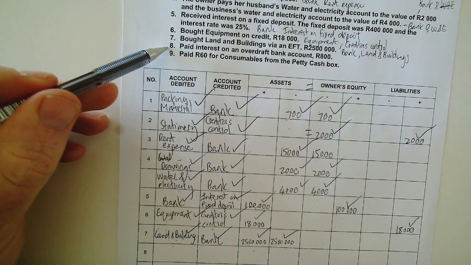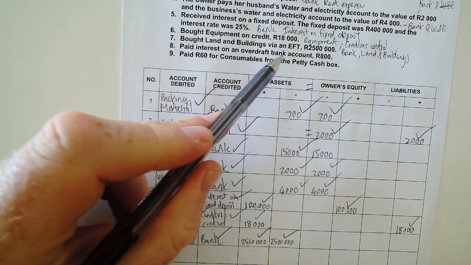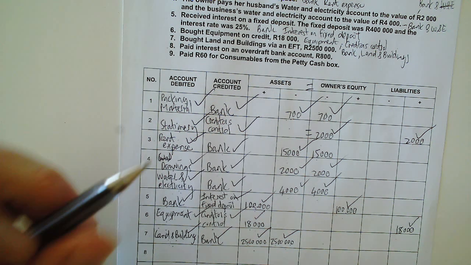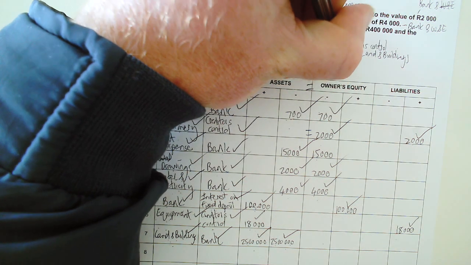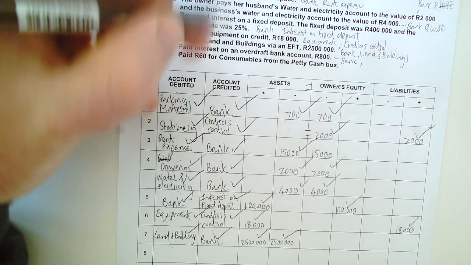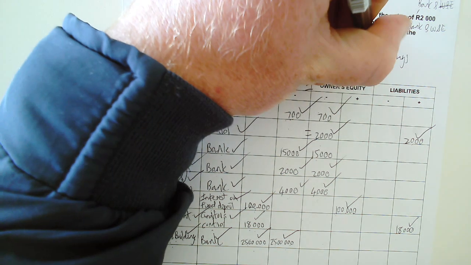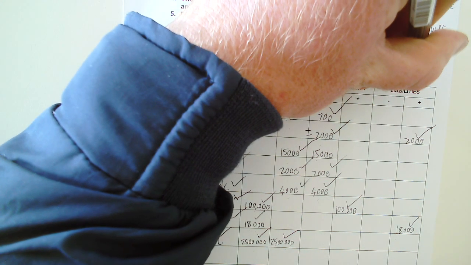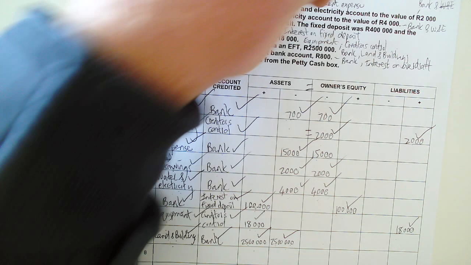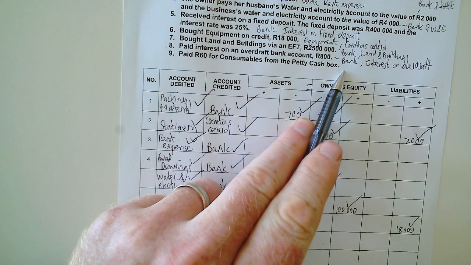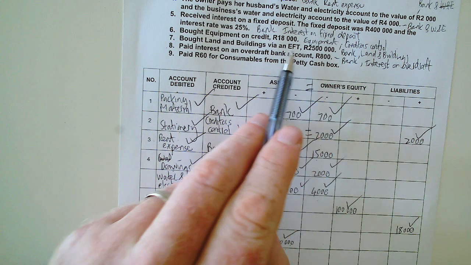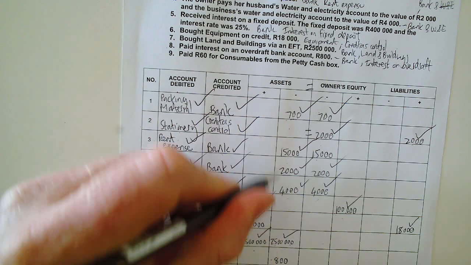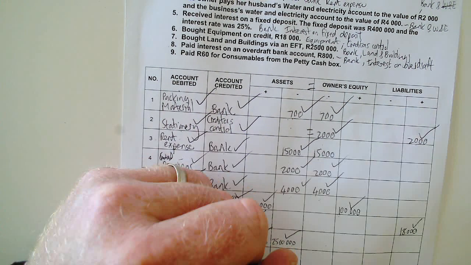That's transaction 7. Transaction 8, paid interest on overdraft bank account, 800 Rand. So what are the two accounts? Bank is the one, and interest on overdraft. Bank, as we know, is an asset account. What happens to the bank when I'm paying? The bank asset decreases with 800 Rand, so it's minus 800 Rand under assets.